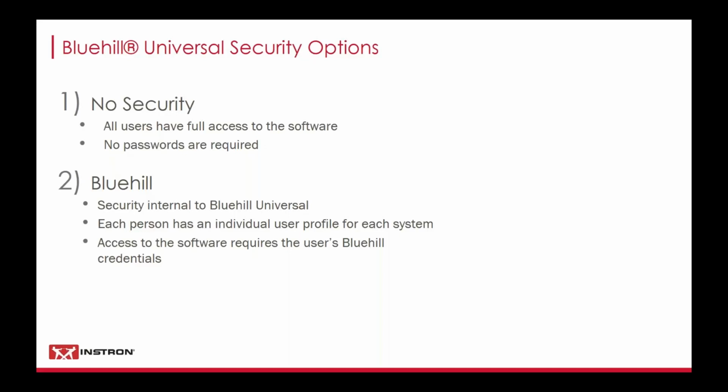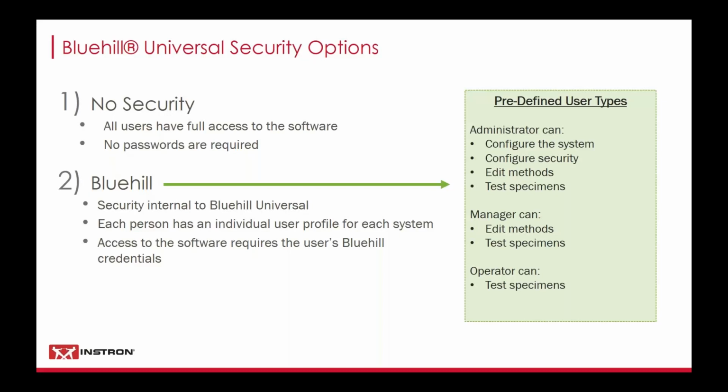So let's first review the Bluehill-based security. The Bluehill Universal security that's built into the software, so if you're a user that's familiar with Bluehill 2 or Bluehill 3, this is what we had in those versions. So this is security that's internal to the software, and it's independent from your Windows login. Each person has an individual user profile for each system. So the individual user profile must be created on each Instron system that you have. And access to the software requires a user's login credentials.